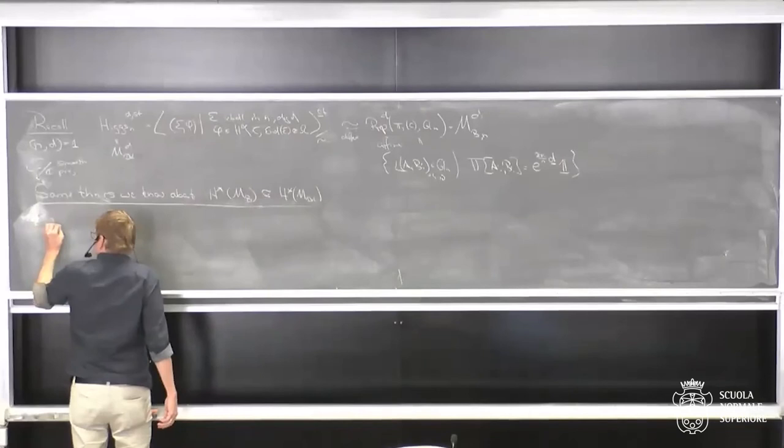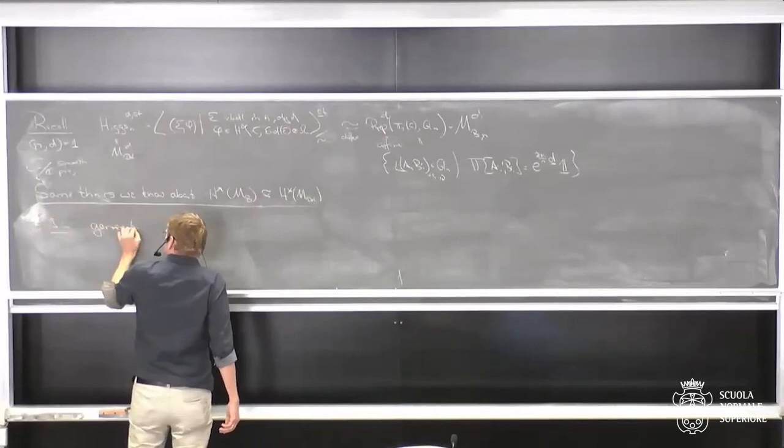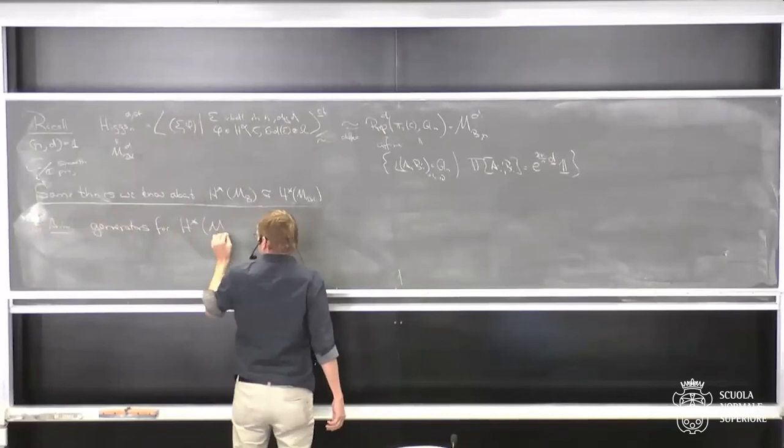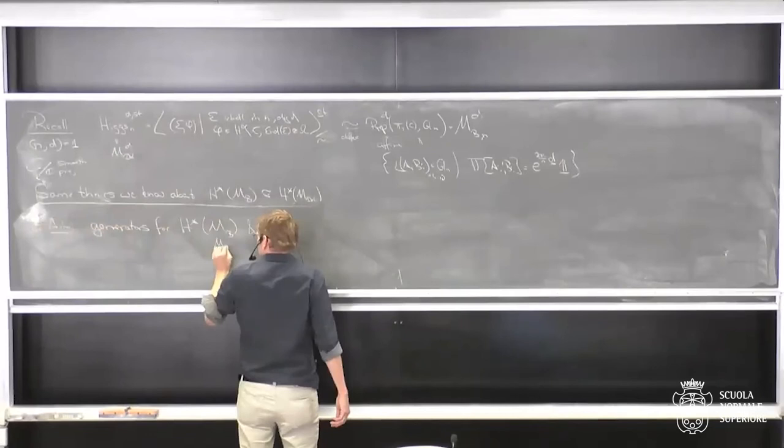generators. Or the cohomology. And they're Hodge weights.